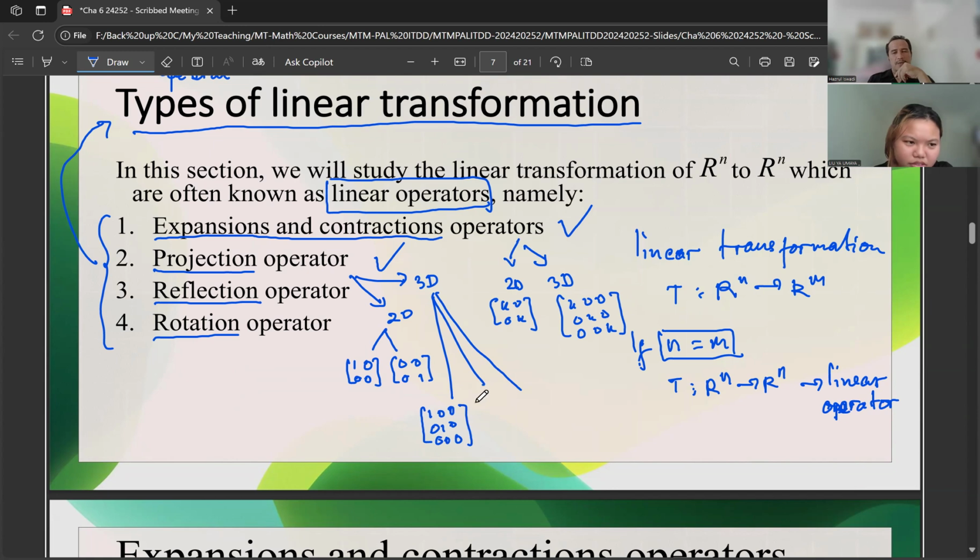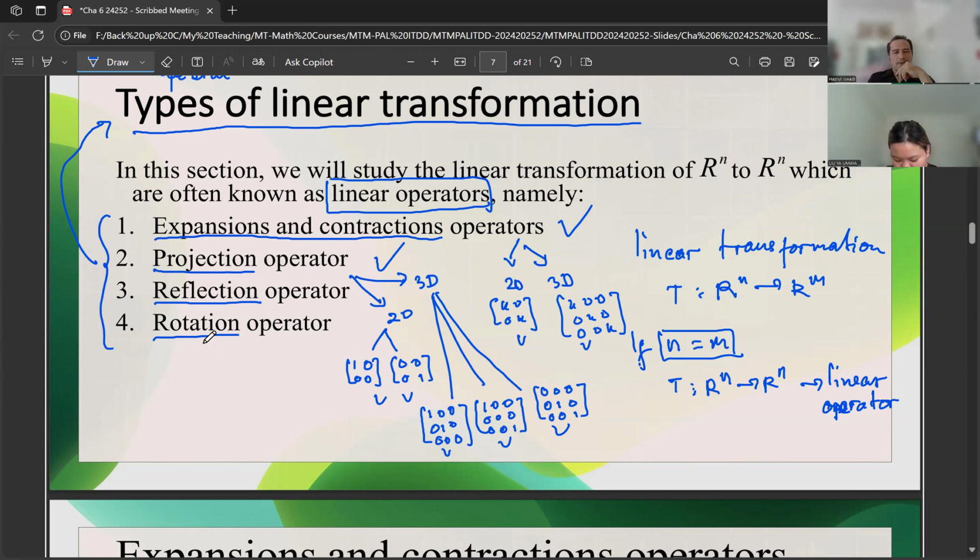Projection to the xz plane, where y will be 0. And this is projection to the xz plane. Okay, sorry, it's the yz plane. So we have 1, 2, 3, 4, 5, 6, 7, yeah, for the two operators.